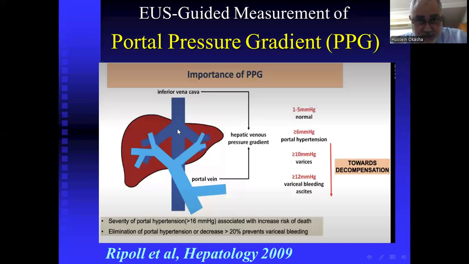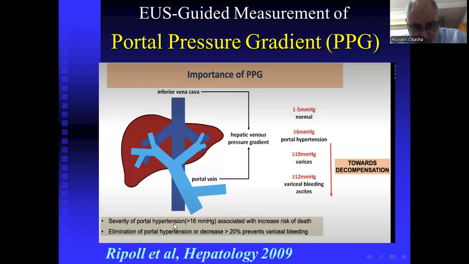This is the last point of advances I'd like to discuss with you, which is EUS-guided measurement of portal pressure gradient. The portal pressure gradient is the difference between the inferior vena cava and hepatic vein pressure and the portal venous pressure. It is normally 1 to 5 millimeters mercury. When it is more than 6, then there is portal hypertension. If it is more than 10, then there will be varices. If it is more than 12, then there may be variceal bleeding and ascites.